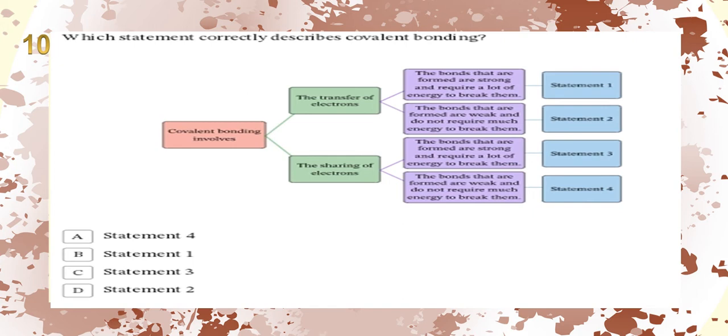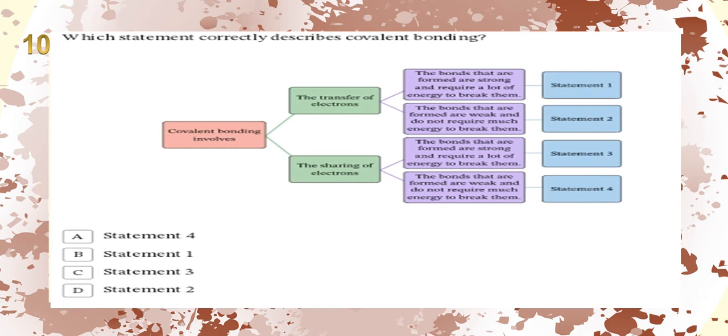Statement 3: the bonds that are formed are strong and require a lot of energy to break them. Statement 4: the bonds that are formed are weak and don't require much energy to break them. What we are going to say about covalent bonds is that they involve sharing of electrons, so they will be very strong and we need a lot of energy to form and a lot of energy to break them.